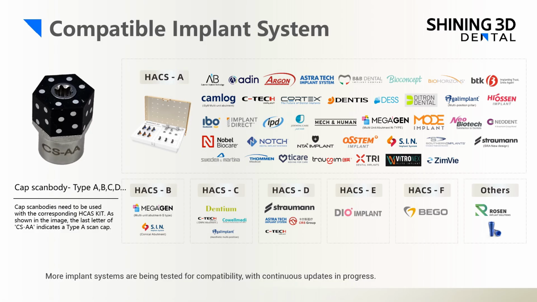for customers who have already purchased the Elite scanner, we will provide one free set of Cap Scanbodies for each unit. You can contact your reseller for detailed information. For an additionally purchased Cody Scanbody kit, if the corresponding Cap Scanbody is required, it will need to be purchased separately. Each Elite scanner includes one free set of Cap Scanbodies only.